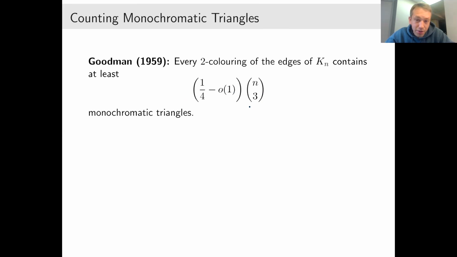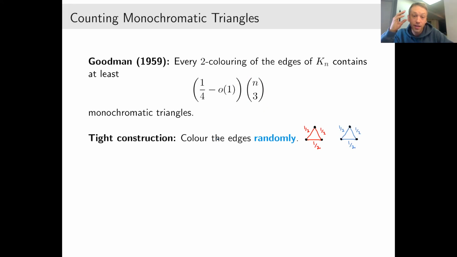Well, n choose 3 is the total number of possible triangles in K_n. It's just the number of ways to choose 3 vertices. And this says that basically a proportion 1/4 minus epsilon of those triangles, and this is of course asymptotic as n goes to infinity, with epsilon going to 0. So basically a quarter of your triangles have to be either fully red or fully blue.